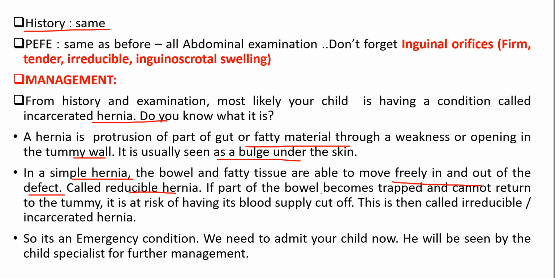But in some cases, if the part of the bowel becomes trapped and cannot return back to the tummy, then it has the risk of having its blood supply cut off. And that time we call it an irreducible or incarcerated hernia. Because the bowel doesn't get its blood supply, it can get irreversibly damaged. That's why it is an emergency condition.